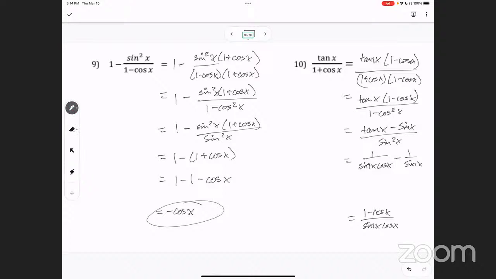Gotcha. If you want, here's what I can do. I can erase this, and I can write this as sine x over cosine x. Oh, gotcha. Okay. Now this is going to equal. Yeah, that makes more sense. I'm going to multiply that second thing by cosine x on the top and the bottom. So that's cosine x all over sine x cosine x. And then that just equals this at the bottom. So I'm done.